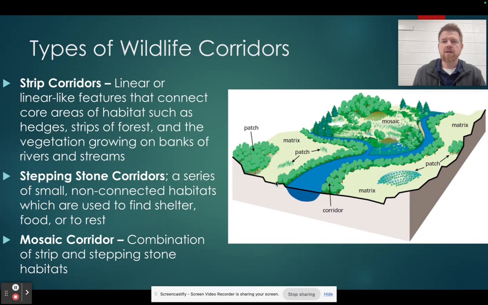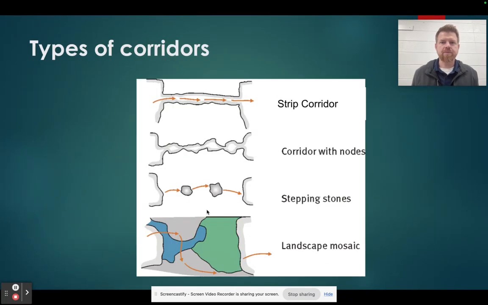Stepping stone corridors are a series of small, non-connected habitats which are used to find shelter, food, or rest. So as organisms are moving, they might stop in this patch and eventually find their way to this area. There's also some other patches here. So stepping stones, kind of like little chunks of habitat along the way. And a mosaic is when you're designing a landscape, you might have a mix of both strip corridors and stepping stone corridors.